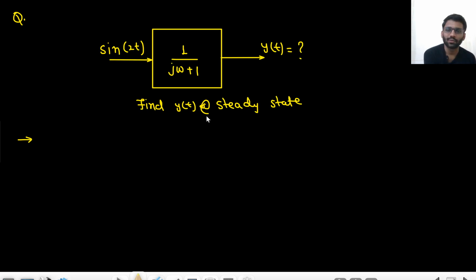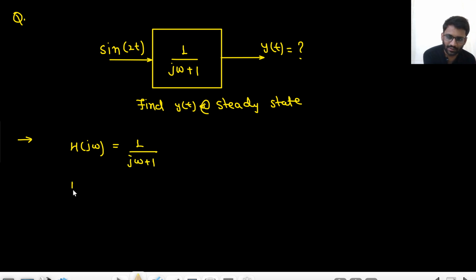So what is my h of j omega here? Sometimes instead of h of j omega, they write h of omega as well. Sometimes you will see it written as h of omega, so don't get confused. So what is h of j omega here? 1 upon j omega plus 1.